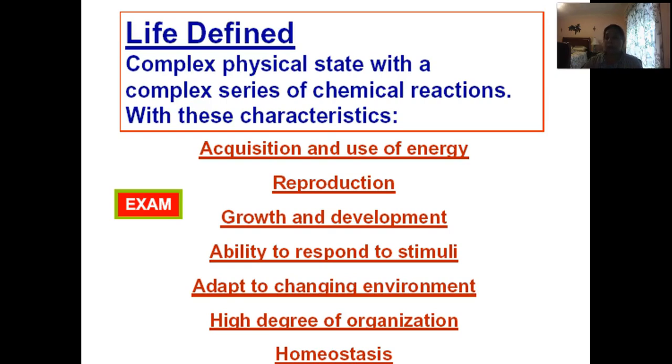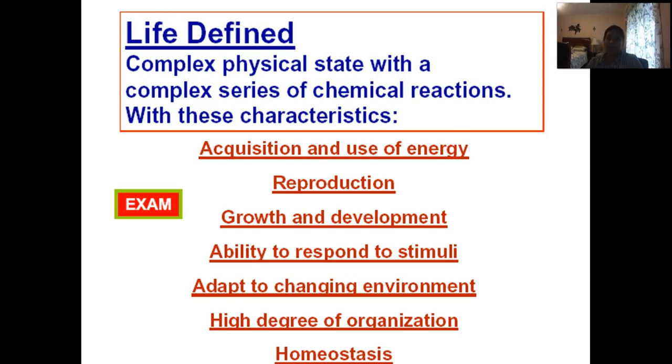They also must be able to respond to environmental stimuli in order to survive, in order to respond to light or get away from harm, whatever the case may be. Then they must be able to adapt to a changing environment. A living thing that is unable to adapt to a changing environment will eventually go extinct and would not be able to survive for a very long time.